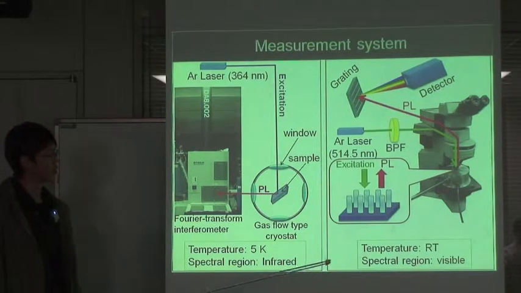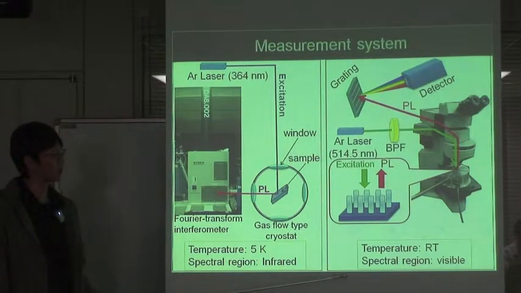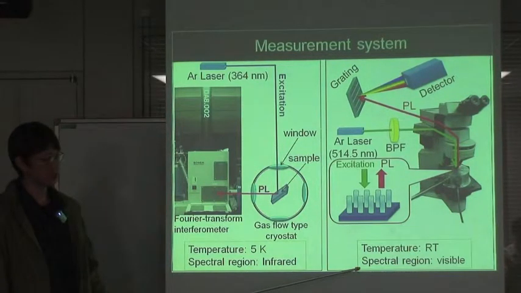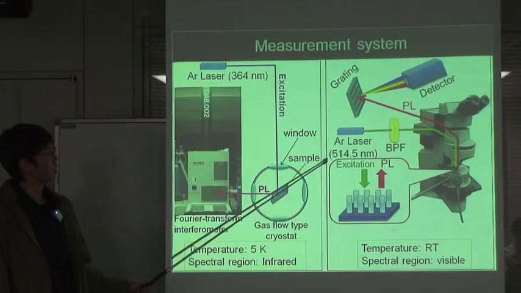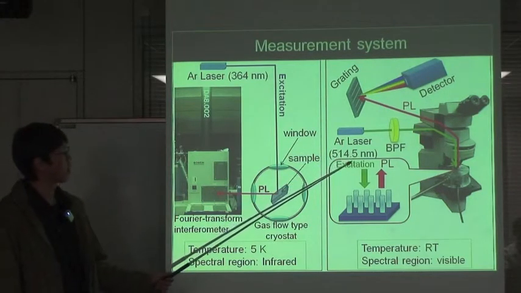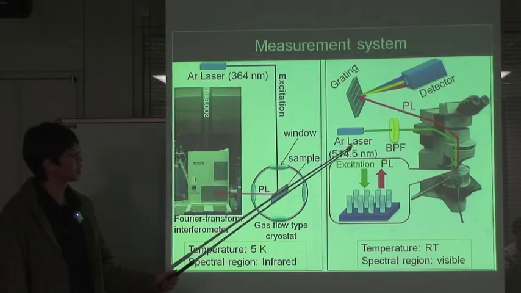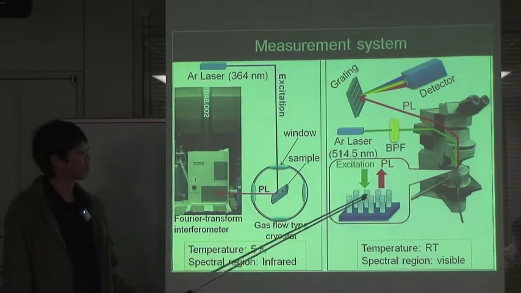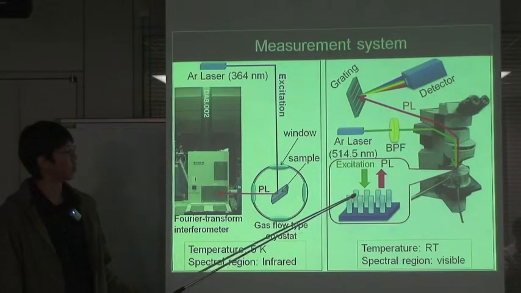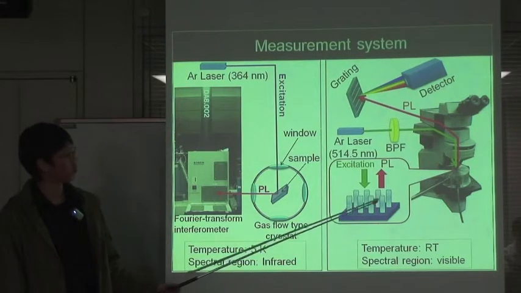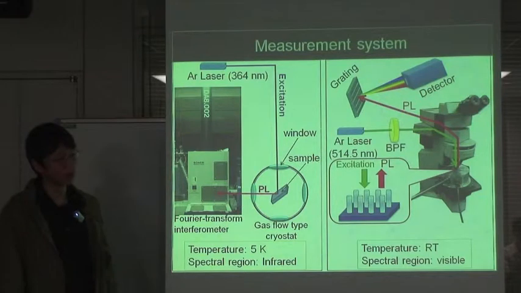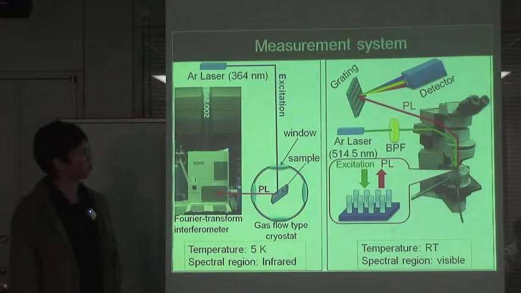The other measurement system is for the room temperature photoluminescence measurement, and the spectral region is visible. We used a 540.5 nanometer line of the argon laser as the excitation source. The excitation laser was focused down to about 1 micrometer by using the objective lens and irradiated the samples. And the photoluminescence from the sample was analyzed by grating and detected by CCD detector.